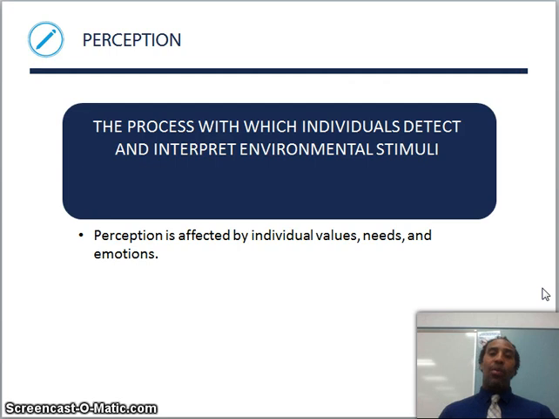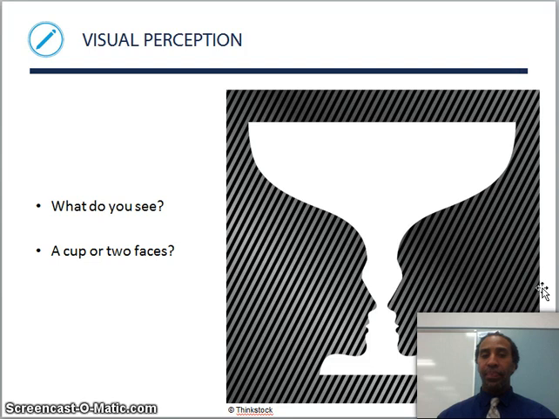All right, so perception, and we indicated that perception is reality. So, if somebody sees me pick something up and they think I stole it, it doesn't matter if I didn't steal it and it was already mine. It just matters that they perceive that I stole it. Perception is the process by which individuals detect and interpret environmental stimuli. Perception is affected by individual values, needs, and emotions.